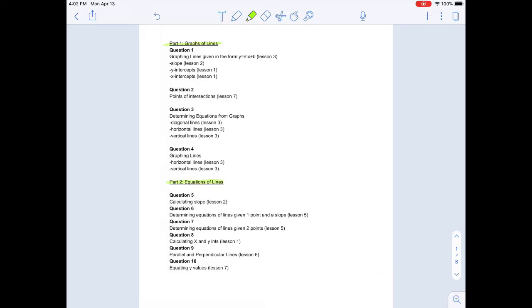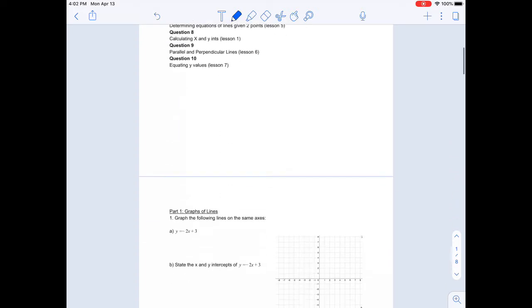So this front page is just a guideline of the concepts I'm covering. And I'm trying to do it within 10 basic questions that we will be expecting you to know how to do for your final assessment in this unit. So let's get started with some graphing.